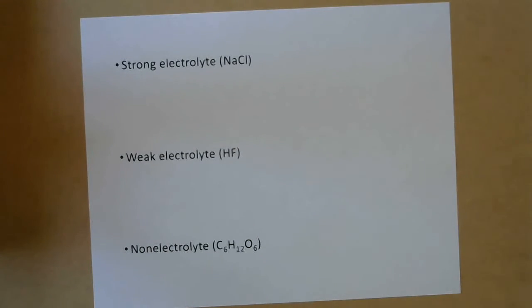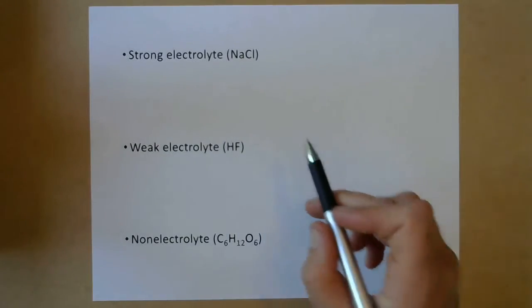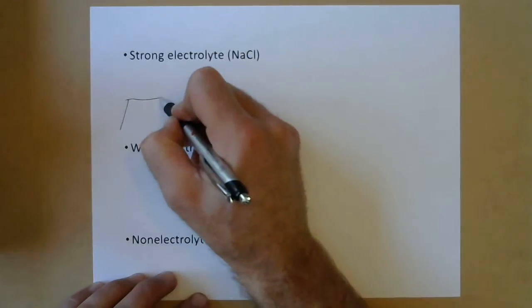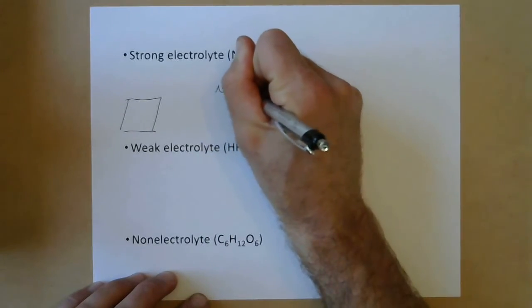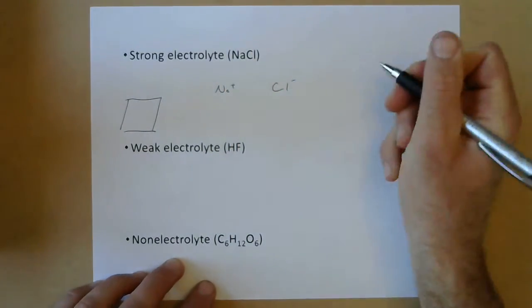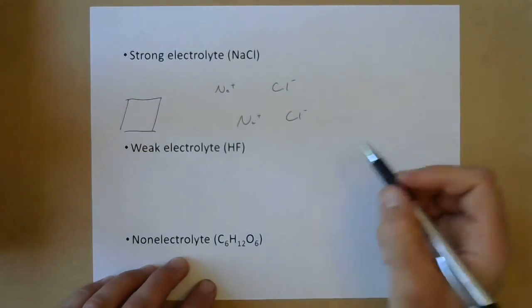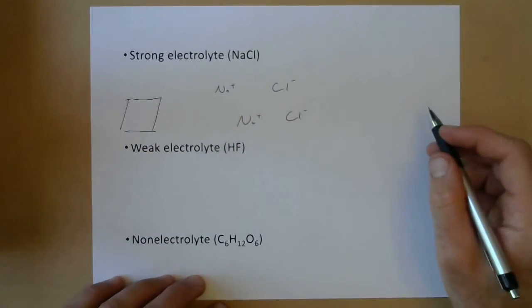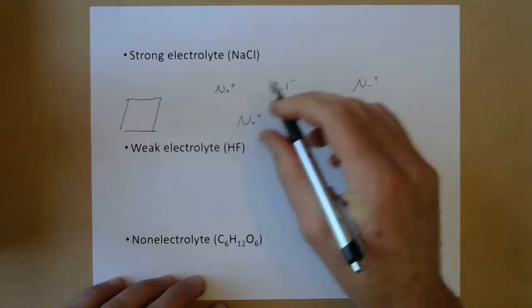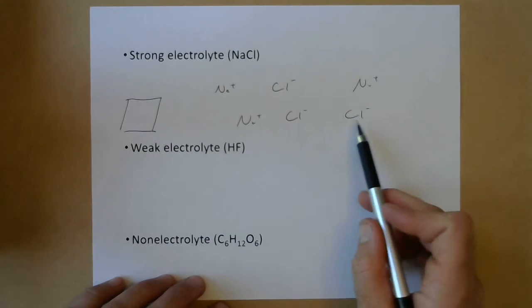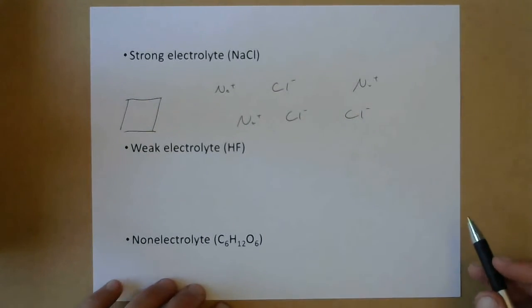A couple terms that you'll see in this section: you'll see things that are strong electrolytes, like sodium chloride. If you have a crystal of salt, when it dissolves, it breaks apart into sodium ions and chloride ions. All these particles are independent of each other and free to move around throughout the solution. It'll conduct electricity very well because it has all these positive and negatively charged, independently moving pieces.